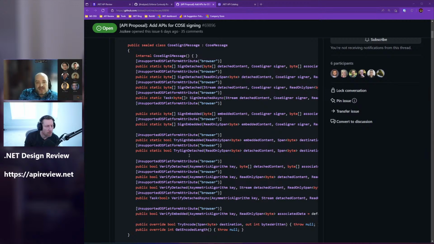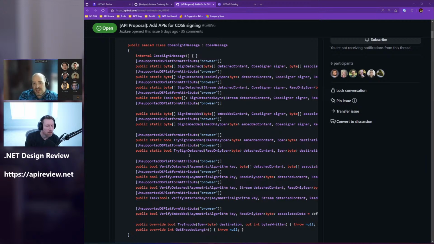One question, generally speaking, for the browser support. What doesn't work in the browser? Because everything here is unsupported except for try-encode, which seems odd. I thought that's the worker method. The thing that doesn't work in the browser is that we don't have the RSA type or the ECDSA type right now, so there's literally nothing you can pass to COSE Signer that will ever work. And then this is just the infectious nature: eventually this code touches a thing that talked about those types, so it says this won't work on browser, and that bubbles all the way up to the top.